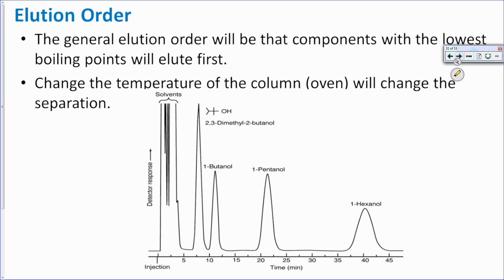When we talk about how things are going to elute off a column in GC, the thing that's most volatile is going to come off the column first. So the compounds with the lowest boiling points elute first. If I look at this example, here's a mixture of solvents, and then there are some straight-chain alcohols: one butanol, one pentanol, one hexanol. And there's a branched hydrocarbon in here. Branched hydrocarbons, if you remember, have lower boiling points. So it comes off first, and then the compound with the next boiling point, and then the next, and the next.